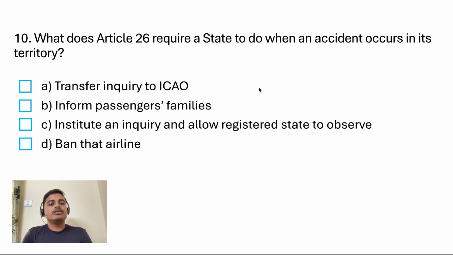Right? So they have the complete right to observe that inquiry and they can view the reports. So the correct answer is option C. The country should institute an inquiry and allow registered state to observe.